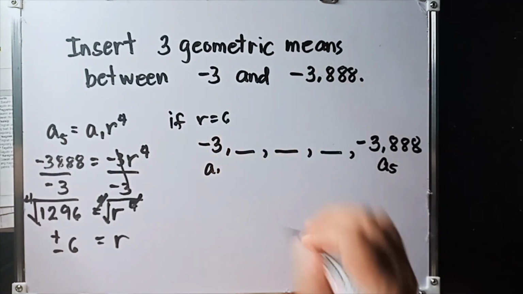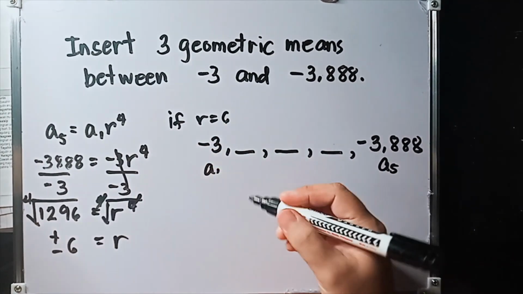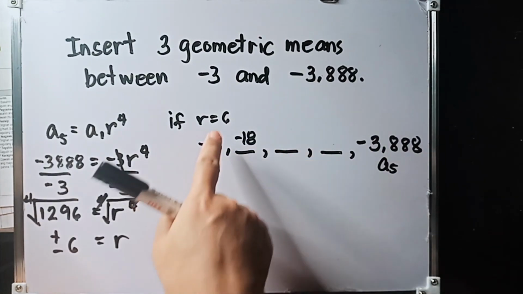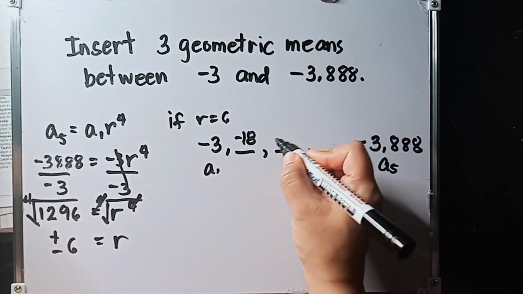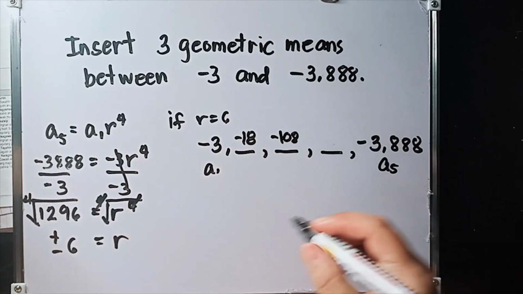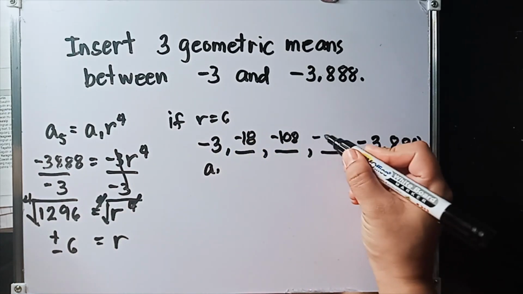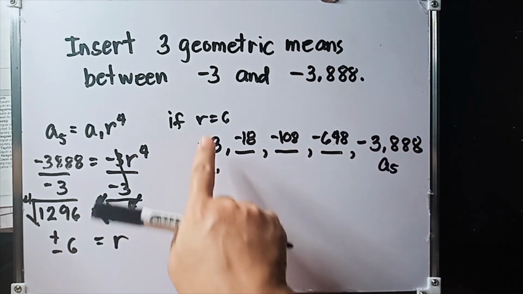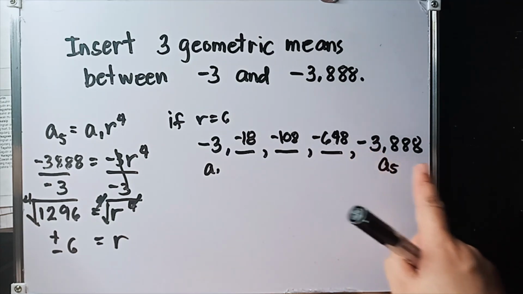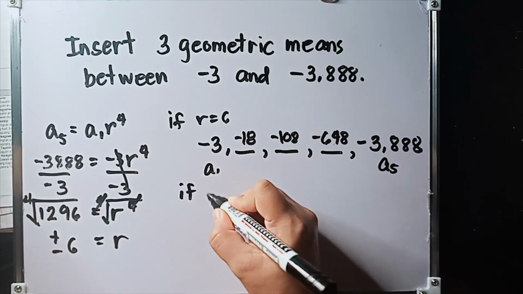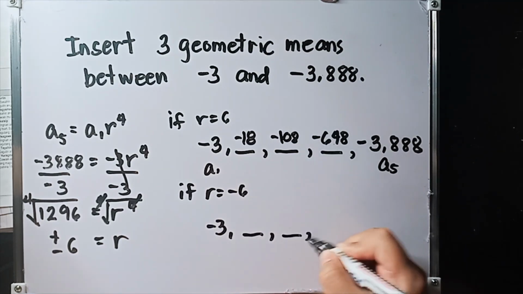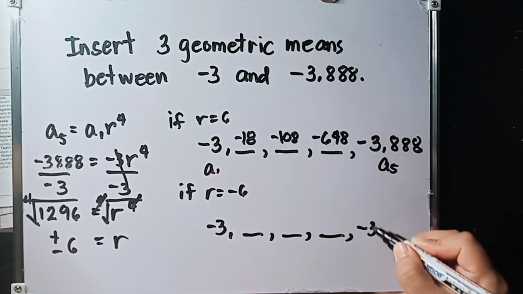So if r is positive 6 and then we multiply it to negative 3, there we have negative 18. 6 times negative 18 would be negative 108. 6 times negative 108 would be negative 648. And lastly, 6 times negative 648 is negative 3,888. What if the value of r is negative 6? Let's try to find out the geometric means inserted between these two.